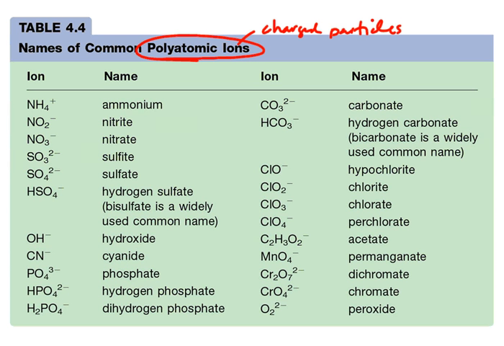And then polyatomic, right? Poly meaning many, and then atomic meaning atom. So what we have here is a polyatomic ion is a charged particle made up of many different atoms.